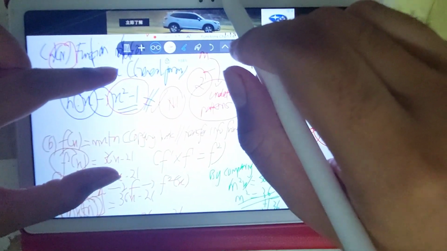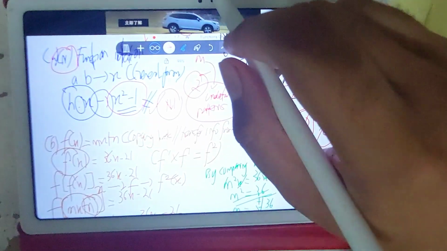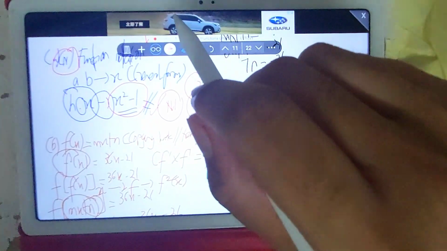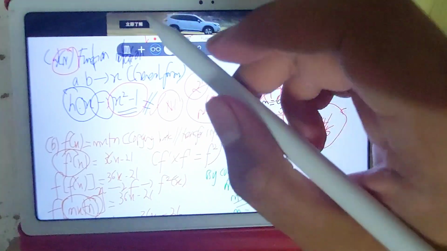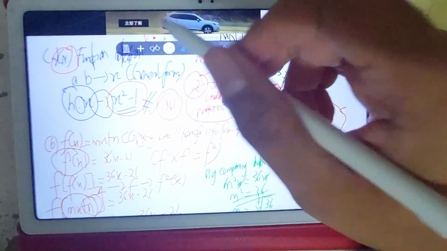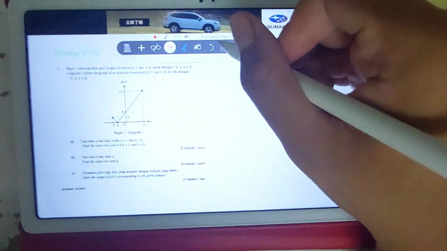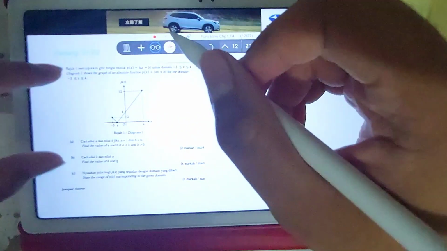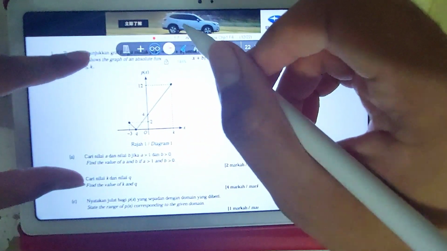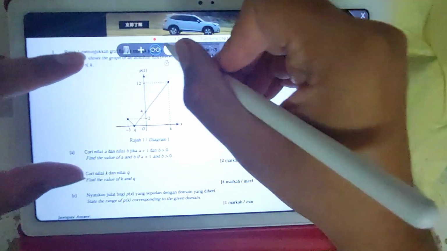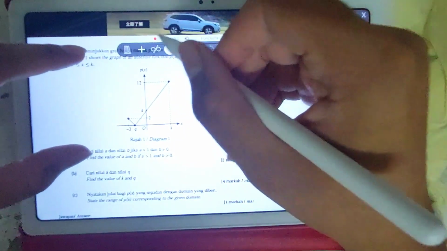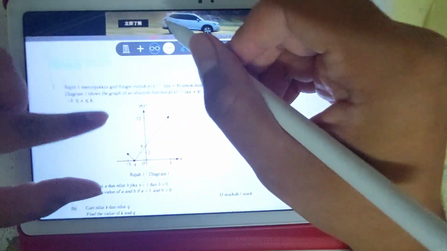So the next is also a Penang paper, but in this case, there's a twist to it because it came out in paper 2 as well. So you can see that functions not only come out in paper 1, but also in the trials it came out in paper 2. Okay, so let's analyze it.